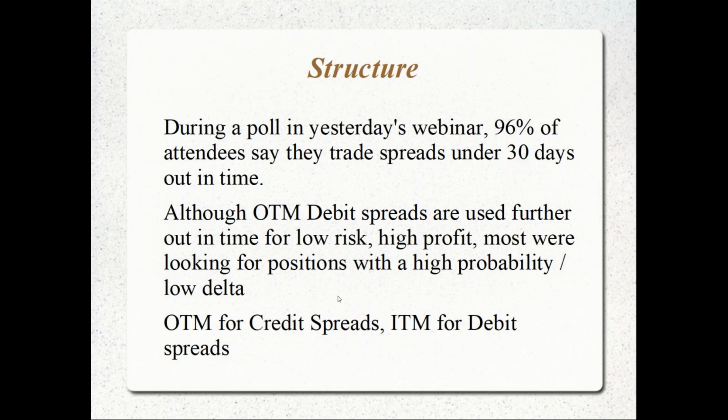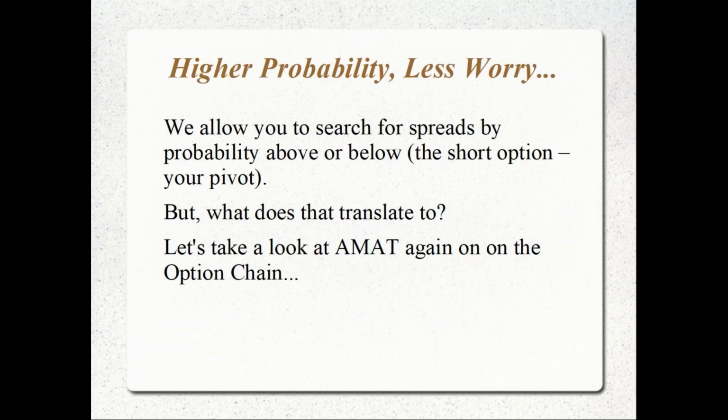Most of the investors yesterday, during a poll as well, were looking for positions with a high probability and shorter term, which is OTM for the credit spreads. We want to be out of the money, and ITM for the debit spreads. Now, a higher probability, of course, means less worry. Don't have to watch the position as much, but we have to pay attention to it.